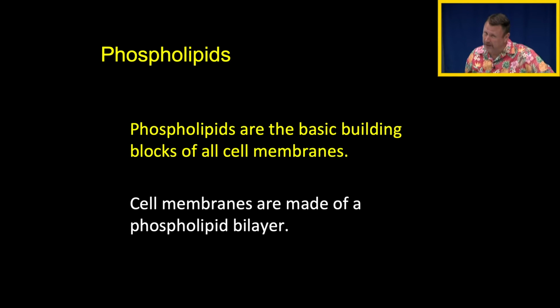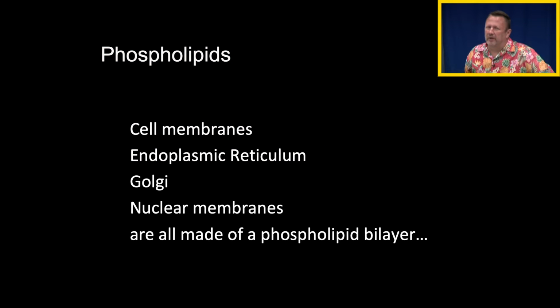Cell membranes are made of a phospholipid bilayer. And not only are cell membranes made of this phospholipid bilayer, but that phospholipid bilayer also extends down to and is continuous with the endoplasmic reticulum and the Golgi. The nuclear membrane not only has a phospholipid bilayer, it has two of them. So you'll hear it called a diphospholipid bilayer. Anyway, the membrane around the cell nucleus has two phospholipid bilayers around it.